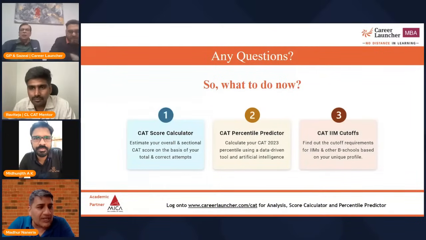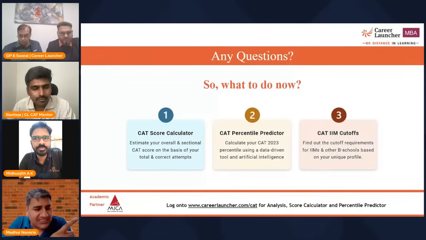And ideally, whatever strategy you have been following while writing the mocks, whatever analysis you have done, make sure that you follow the same pattern. While I tried to solve the LRDI section, I looked at the first set for a couple of minutes, the second one, the third one, and I started with the fourth set. So that's what Ravi has also been saying. That's what I am also saying.